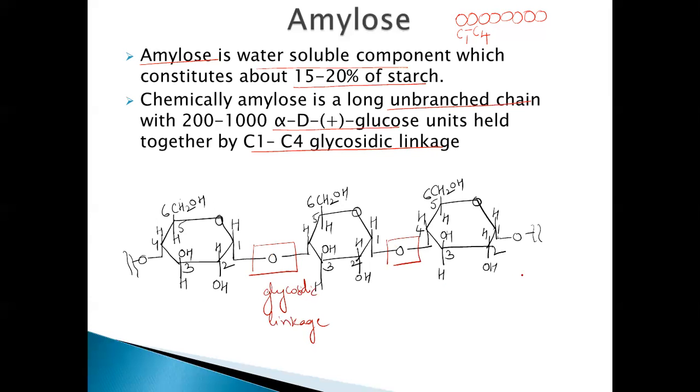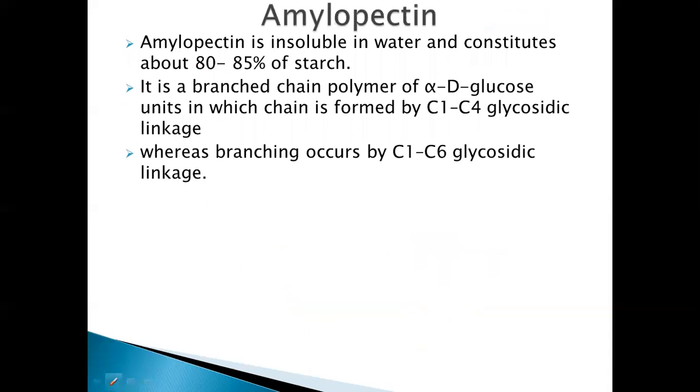So this is what amylose is. Amylose is a straight chain, without branches, of alpha D glucose units, which are linked by means of C1, C4 glycosidic linkages. And let's see the structure of amylopectin now.